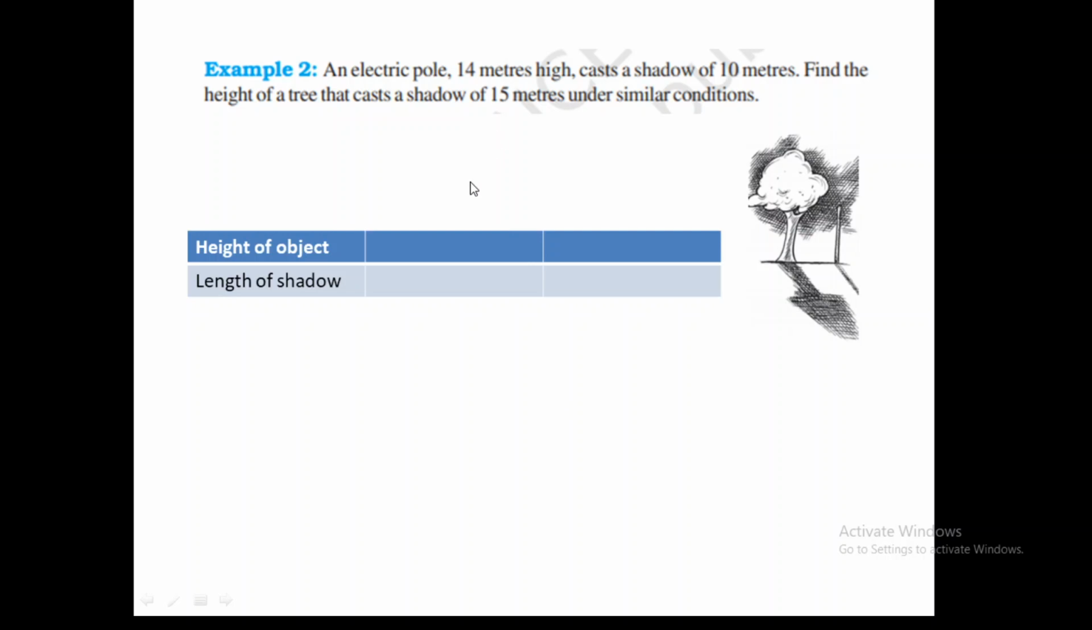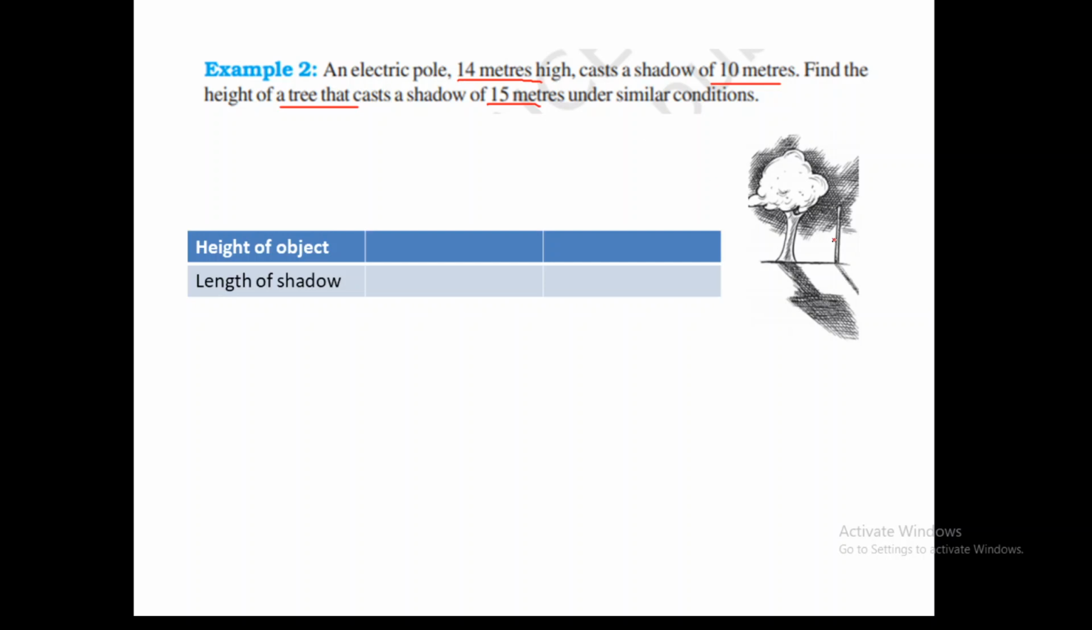An electric pole 14 meters high casts a shadow of 10 meters. Find the height of a tree that casts a shadow of 15 meters under similar conditions. At the same time, we know the shadows are in the same proportion as the heights.